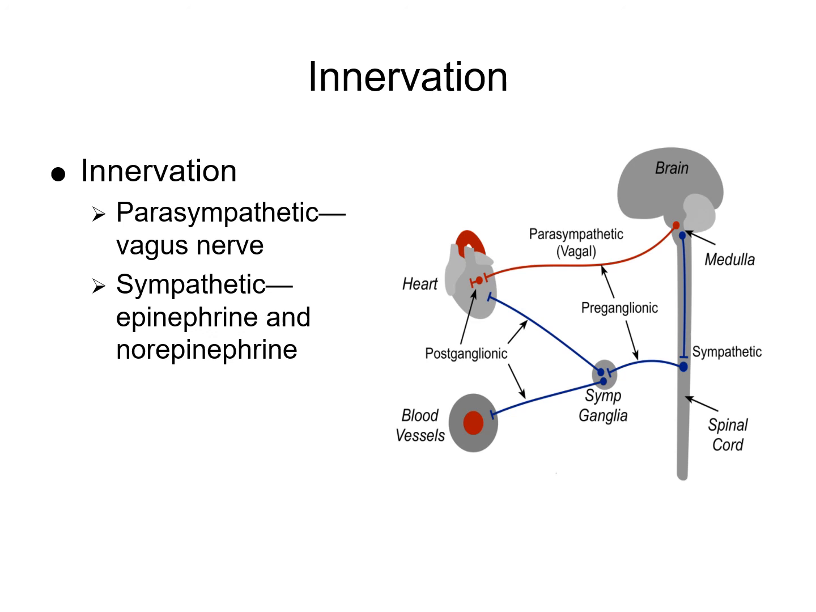Vagal stimulation is inhibitory on the cardiovascular system. It's really important. And this is evidenced by a decreased heart rate and blood pressure. The neurohormone involved with parasympathetic stimulation is acetylcholine.